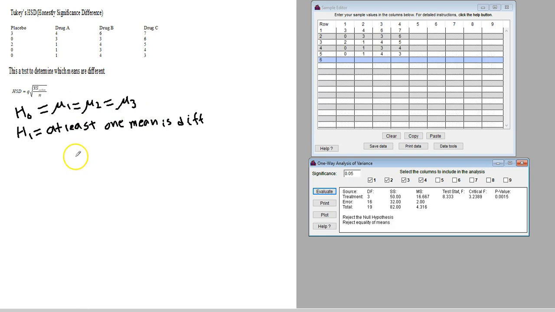Now there's one restriction on the Tukey HSD, that is that each sample must have the same sample size, meaning that if you look at these four samples that I put up here, one is a placebo, the other one is a drug A.